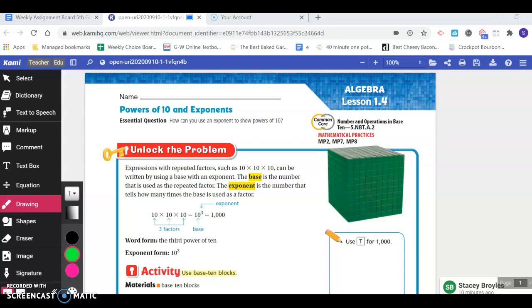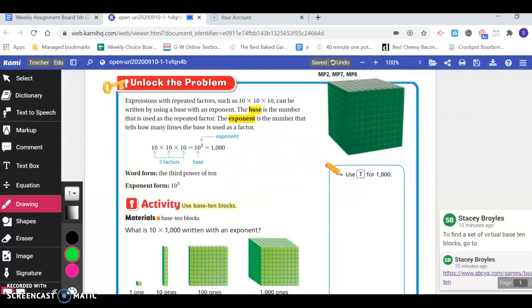Hi everybody, I'm here today to talk to you about powers of 10 and exponents. Now this is the fourth lesson in your math book. The essential question, which can be found up here, is how can you use an exponent to show powers of 10? Ooh-wee, so I think in this lesson we're going to have to figure that out. And I guess part of the problem is we probably don't even know what an exponent is. I'm not sure. Okay, let's take a look at this.